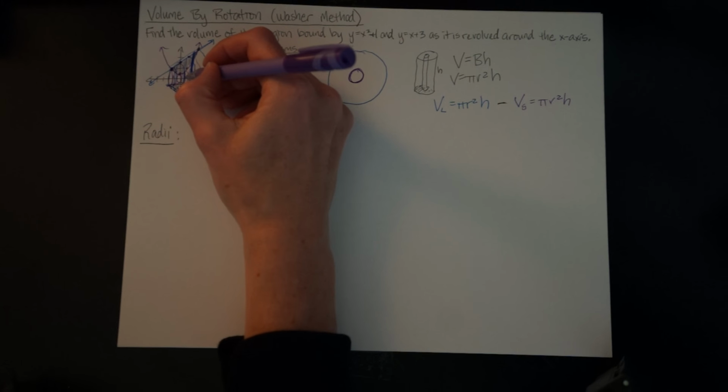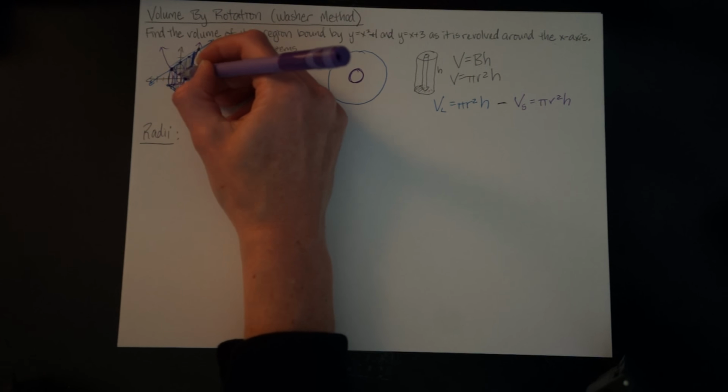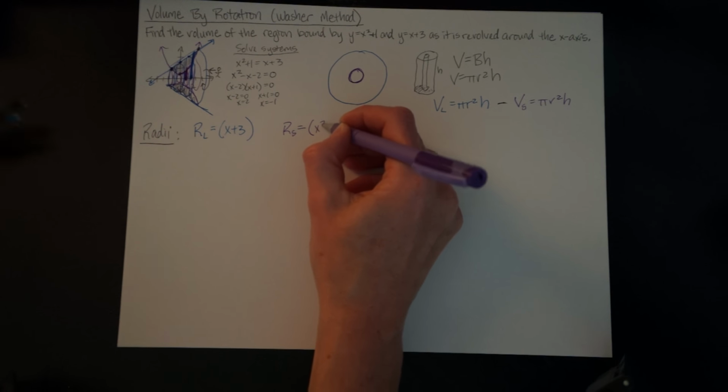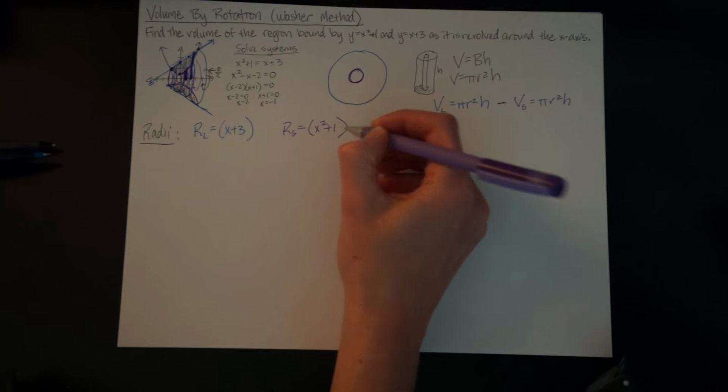Similarly, we're going to put ourselves on that x-axis here for the parabola. The radius of that parabola goes from the x-axis up, touching that purple parabola, and the radius of the smaller one then is the function of that parabola, x squared plus 1.